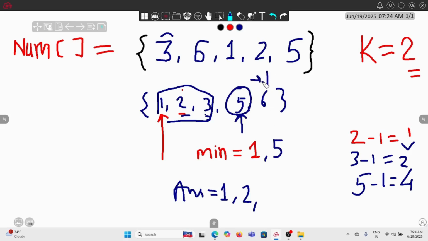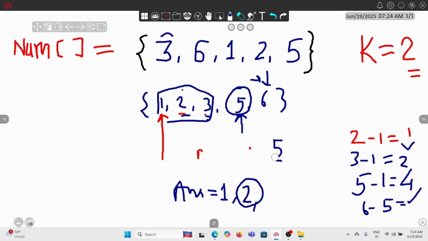So now again we will check, hey, what is the difference between 6 and the current min? The current min is 5. So 6 minus 5 is 1 only. So this is also legit. So finally we have answer equal to 2. Whenever a violation is happening, at that time we are increasing. So this utility would help us to solve this problem.